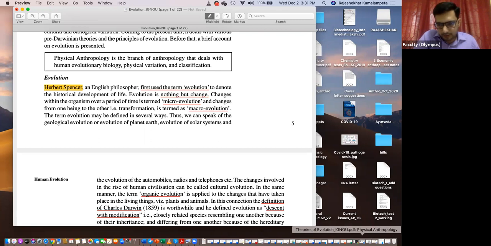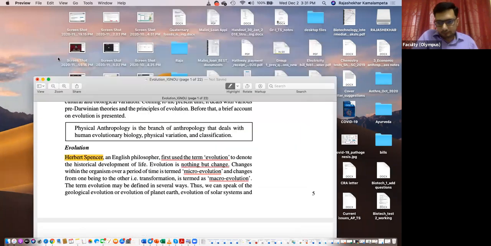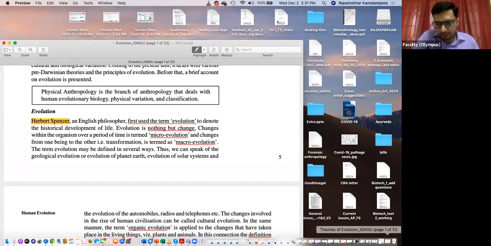I would like to quickly read this quotation which I really liked about the concept of evolution.